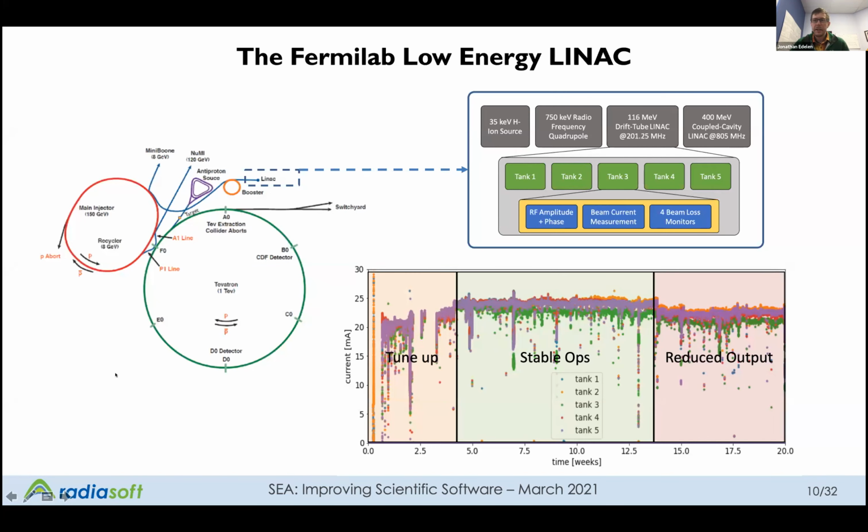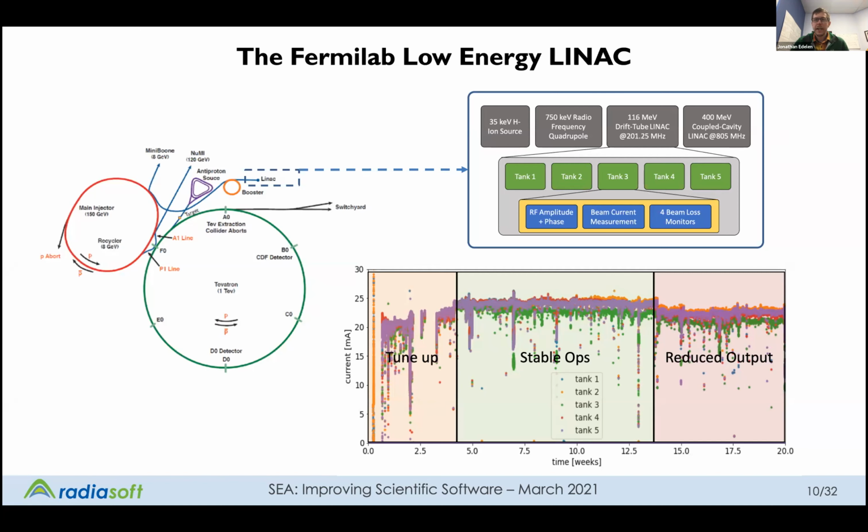Every year they shut the machine down for summer maintenance, and then they turn it back on in the fall. And usually the machine goes through a period of tune-up. That's the first part of the data set. Then in this particular case, there was a period of stable operation, which lasted about 10 weeks or so. And then there's a reduced output period where, for the last 5 to 7 weeks, the output of the LINAC was not performing as well as it had been during the previous 10-week period.